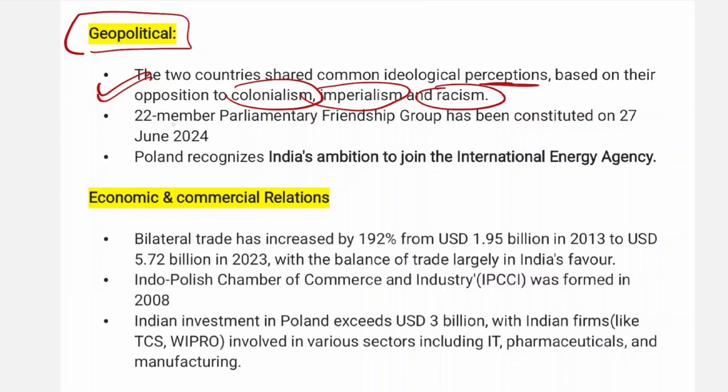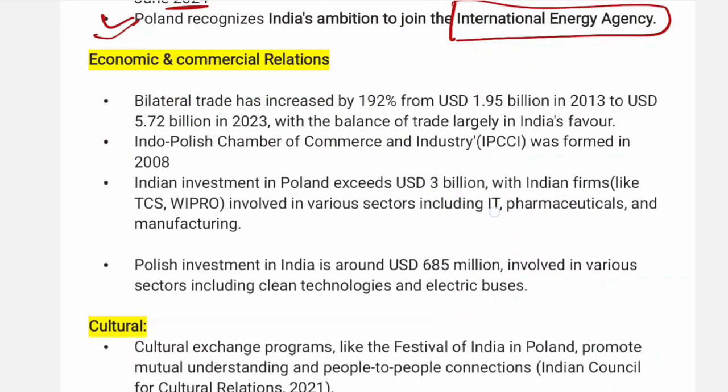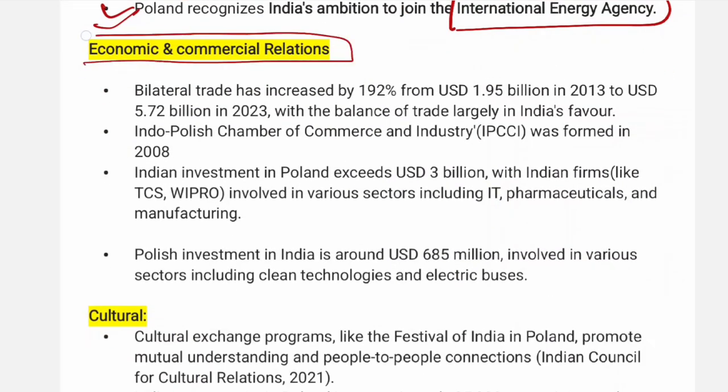Next is there is 22-member parliamentary friendship group has been formed. It was formed in 2024 only for the cooperation between the parliamentarians of both countries. Then Poland recognizes India's ambition to join International Energy Agency. So they support India's membership. Next, economic and commercial relation.